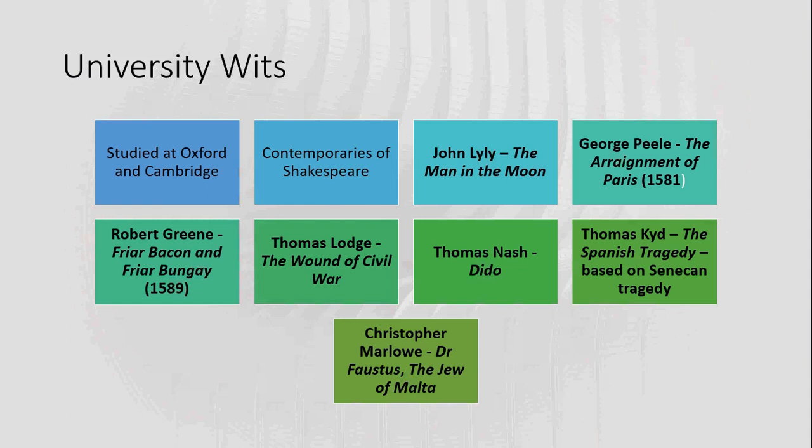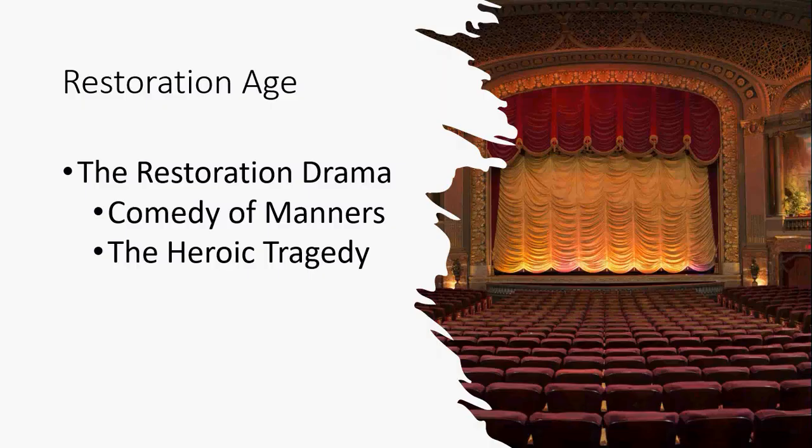Plays like The Man in the Moon, or George Peele's The Arraignment of Paris, Robert Greene's Friar Bacon and Friar Bungay. The other authors, playwrights, and their plays are given on your screens. Thomas Lodge, The Wounds of Civil War. Dido is a play by Thomas Nashe. The Spanish Tragedy is a tragedy by Thomas Kyd, and it is written on the lines of a Senecan tragedy. You also learned about Senecan tragedy in your first semester. Then we have Christopher Marlowe's Dr. Faustus, a very, very famous play, and The Jew of Malta.